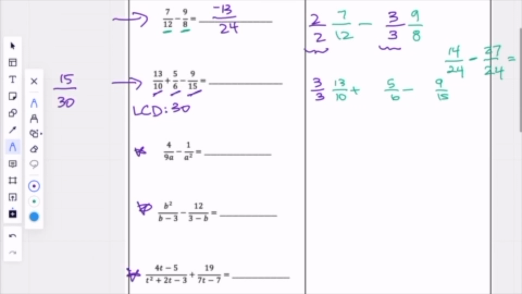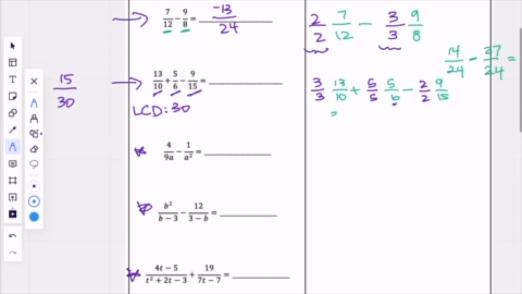What will I need to multiply this 6 by to make it a 30? Of course, that will be a 5. So we'll have 5 over 5. And then what will I need to multiply the 15 by to make it 30? That will be 2 over 2. And now we're ready to multiply and simplify.